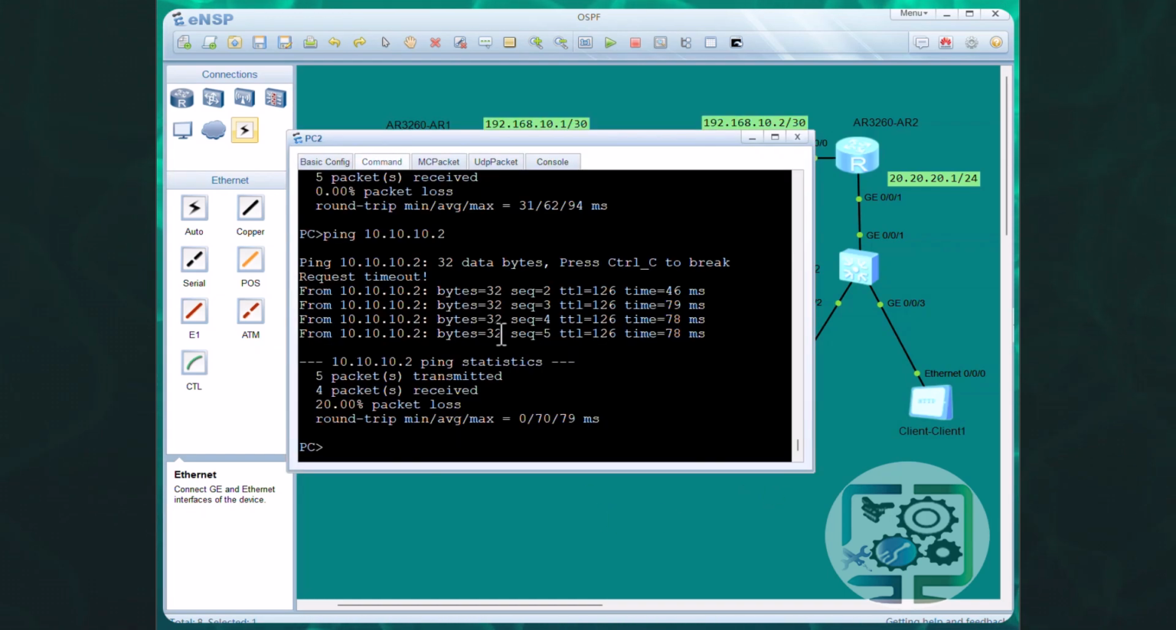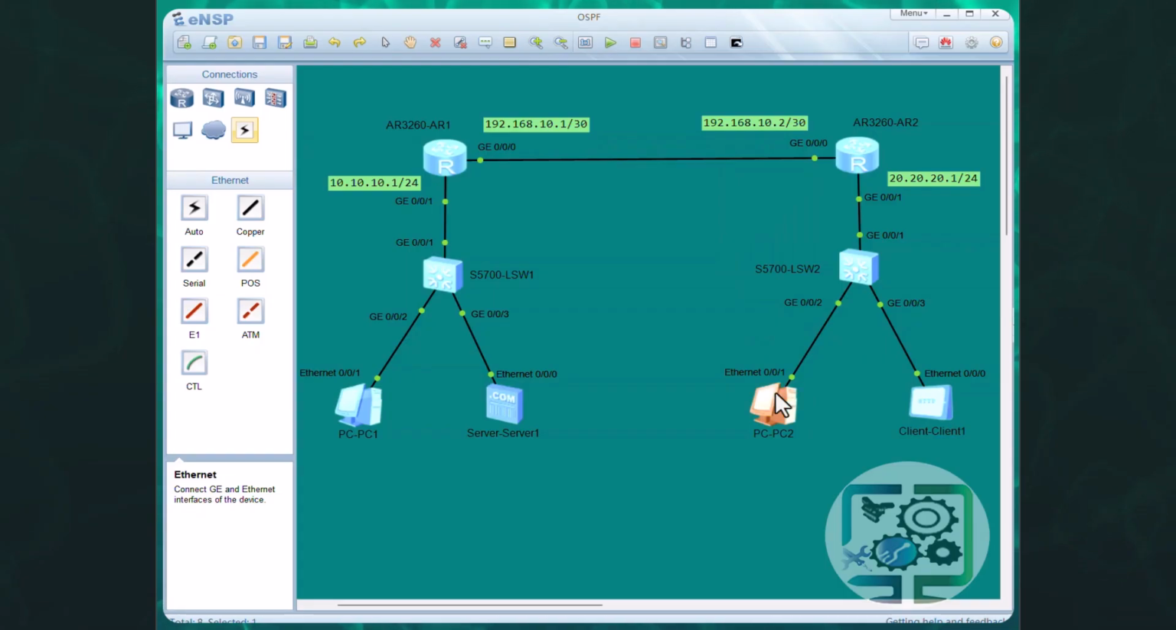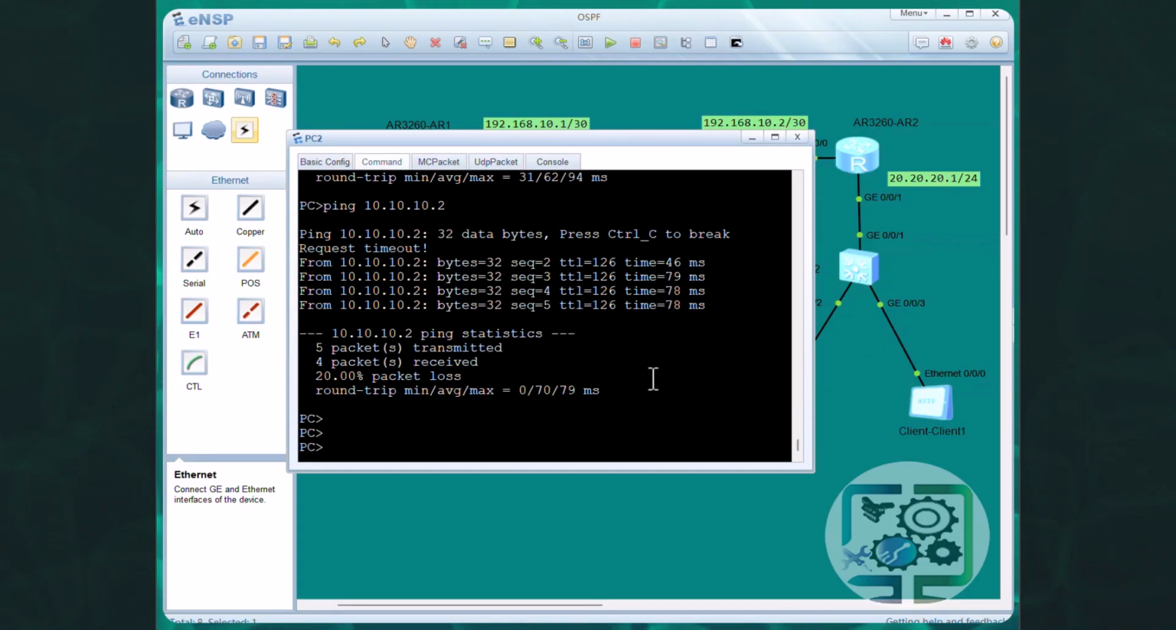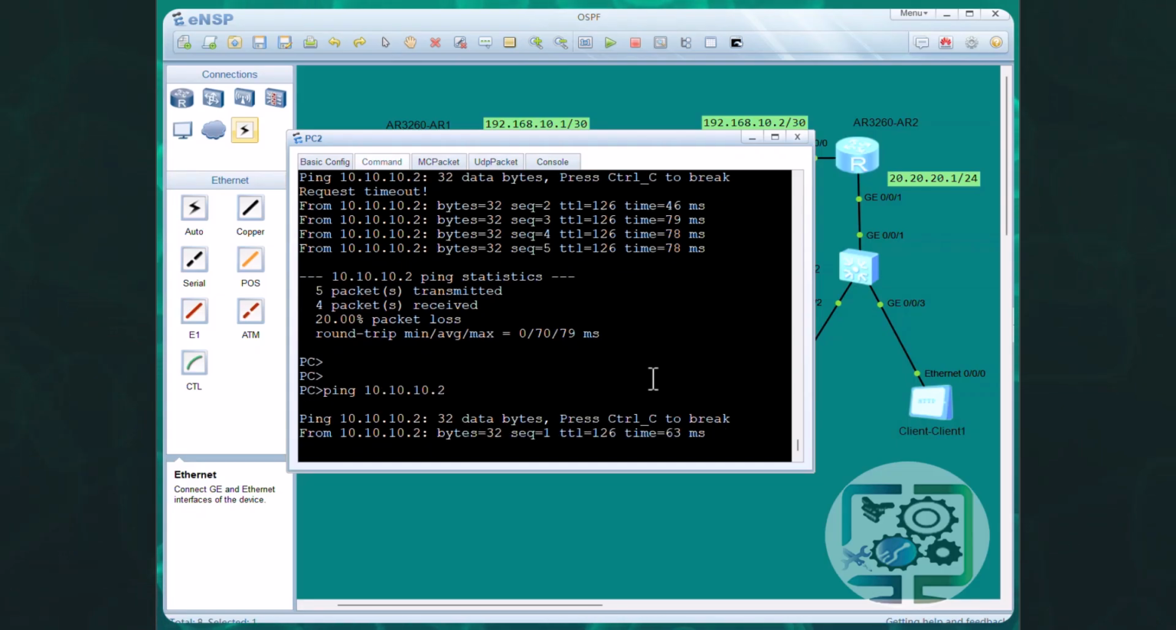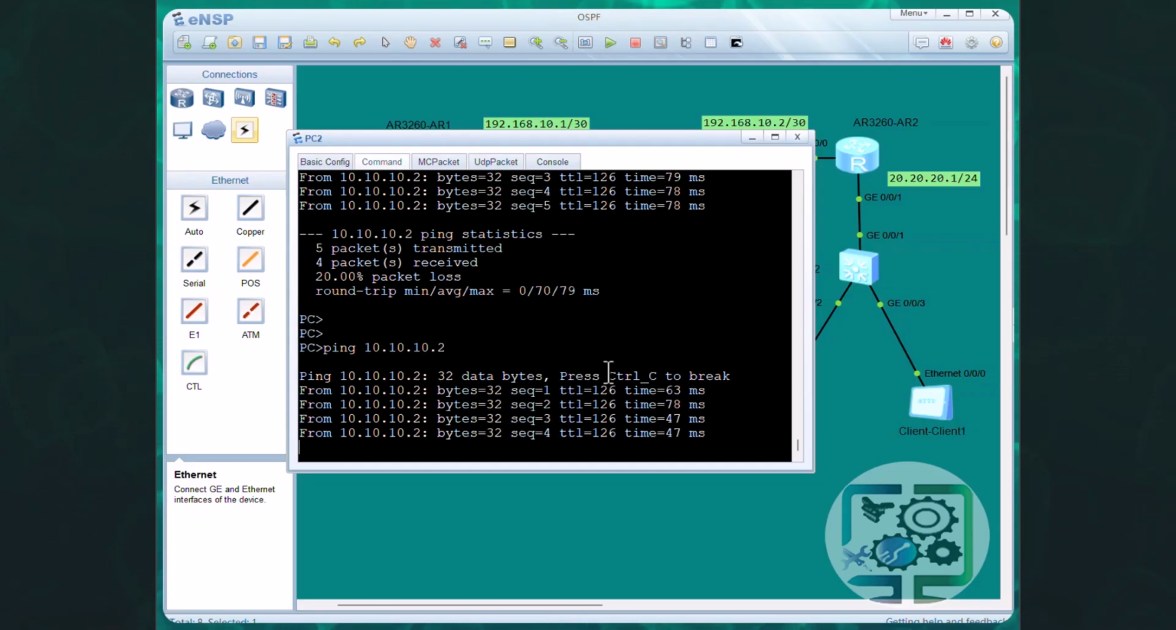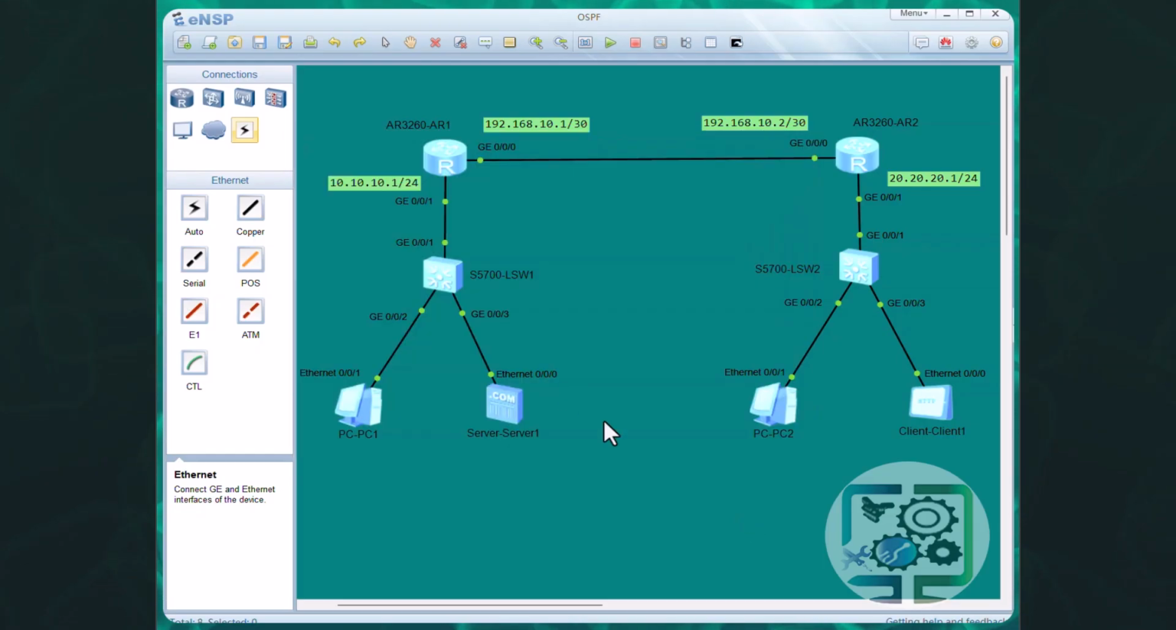Similarly, on the other side, we are pinging from PC2 of the router 2 LAN to PC1 of the router 1 LAN. Ping 10.10.10.2. You can see the two-way communication is established between both networks. So in this way, we can configure OSPF on Huawei routers.